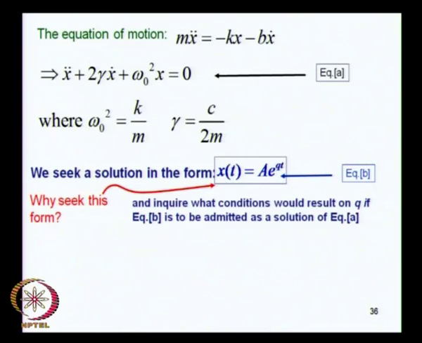The other reason is you can also see from the form of the solution that you can expect very easily to accommodate a situation in which as t goes to infinity, x will go to 0 and the system will come down, be arrested in its equilibrium position, which is what you intuitively expect the system to do in the presence of damping. So there are good reasons why you seek a solution in this form.